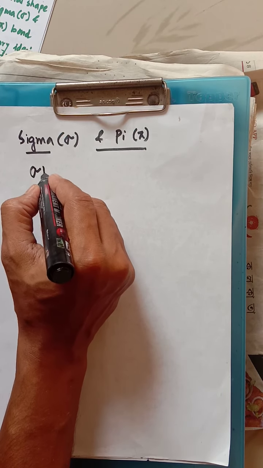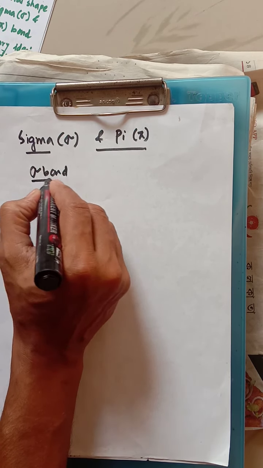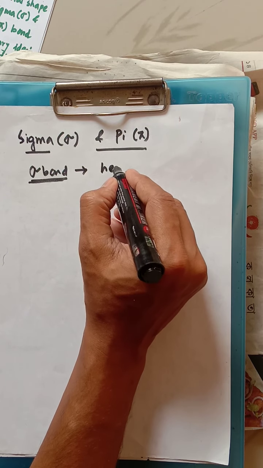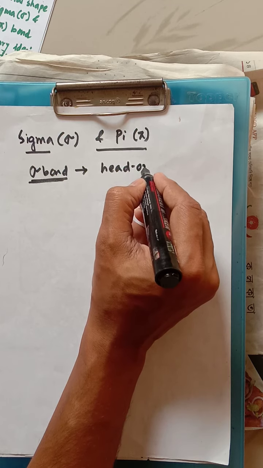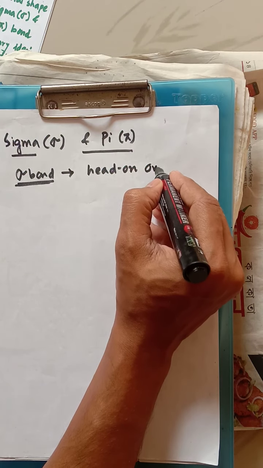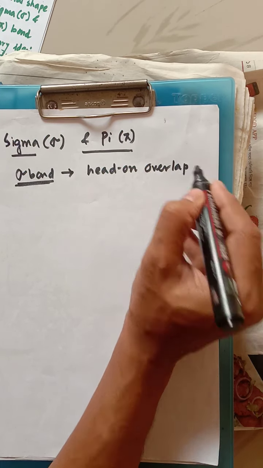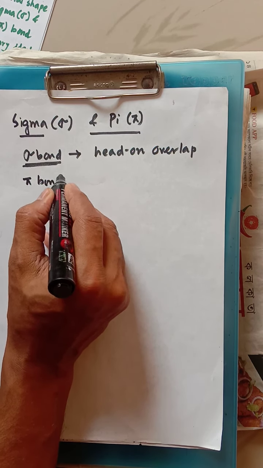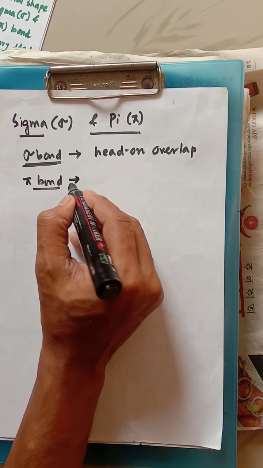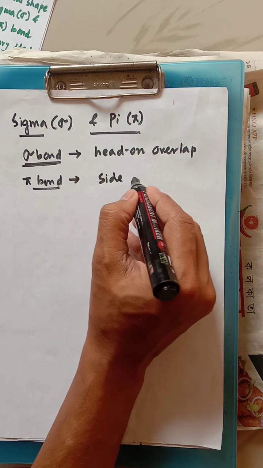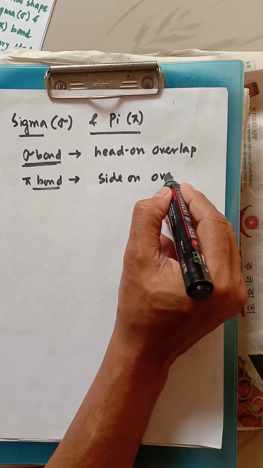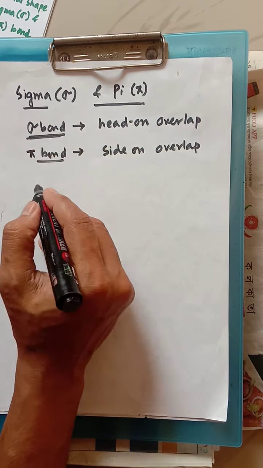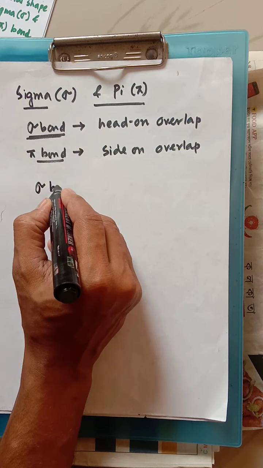Now first of all, sigma bond, in short form we can say head-on overlap, and pi bond, in short form we can say side-on overlap of orbitals. Let me think of sigma bond.